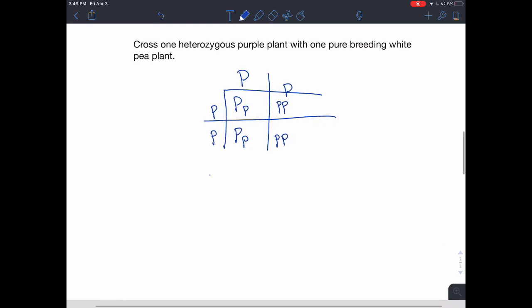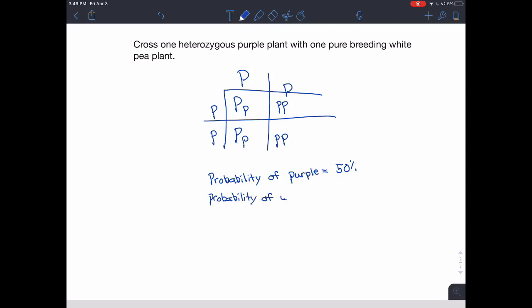The P lowercase p will be purple, as the P will mask the recessive trait of the lowercase p. Thus, the probability of having a purple pea plant is 50%. Then, the probability of having a white pea plant is also 50%, as lowercase p is a recessive trait.